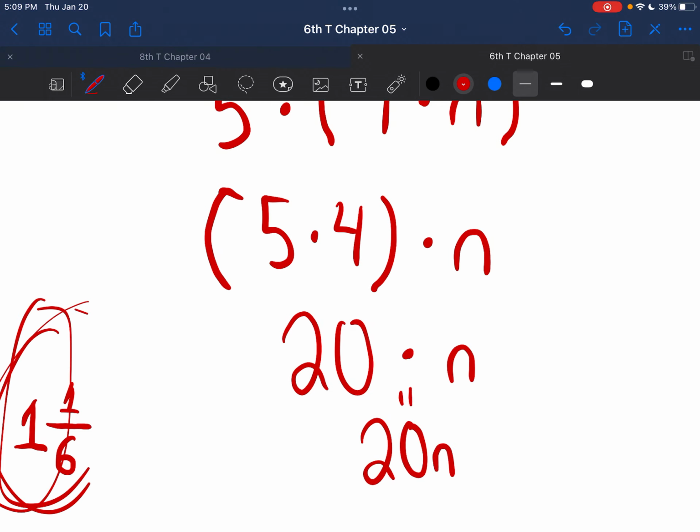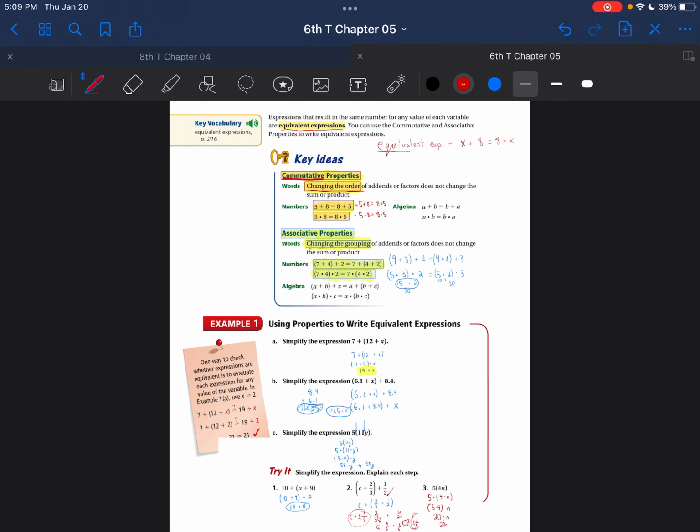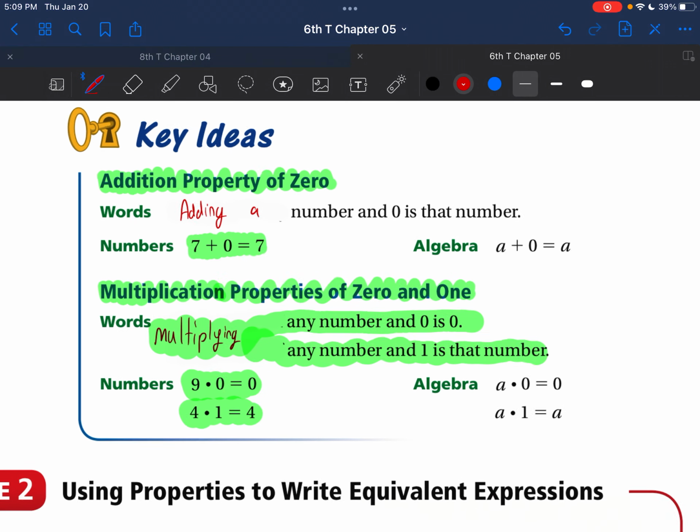All right, those are the same thing. All right, cool. We got two more things to write down, new parts of the notes, and then you guys can get started on your work. So here we go.